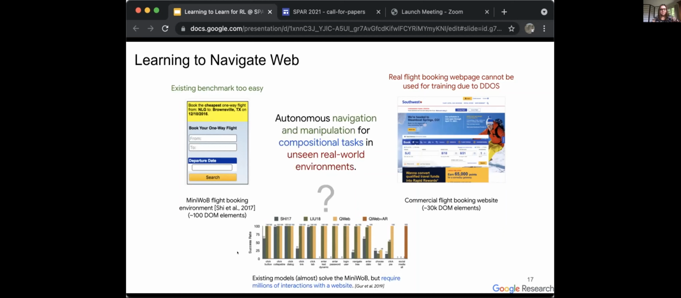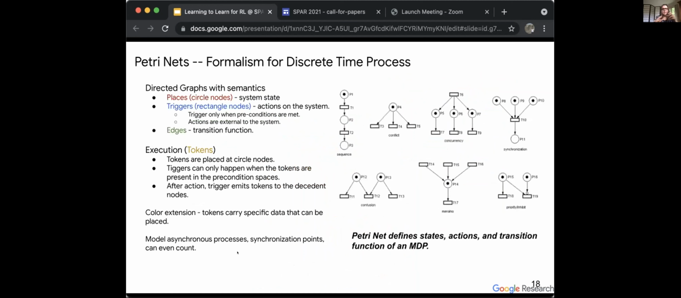So can we have autonomous navigation and manipulation for this compositional task? And we call them compositional tasks because they're consisting of small pieces: enter first name, enter last name, enter address, drop down, right? And so on in these unseen real world environments. So the first question is, how do we understand what is a related task and what is the structure of the tasks? So we go to Petri nets, and I'll just, again, like an older version.